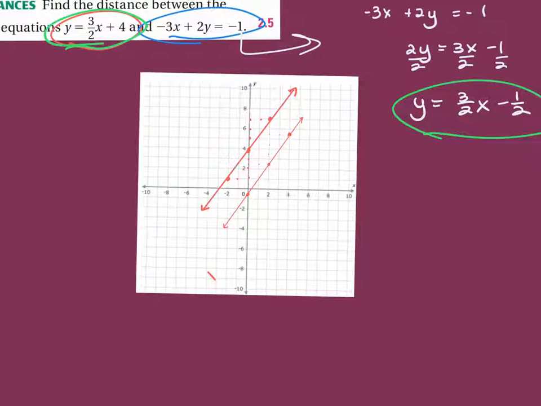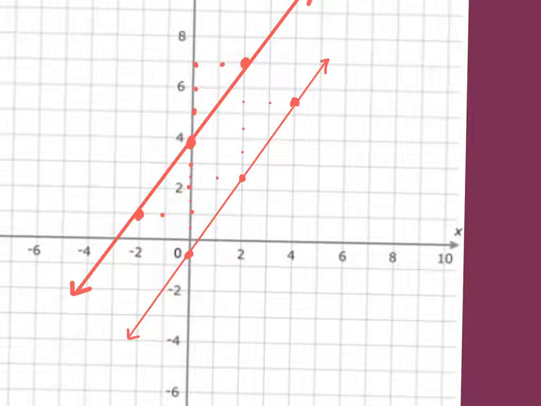I need to find a perpendicular segment. What would be perpendicular to a line that has a slope of 3 halves? Negative 2/3. So I'm going to go from my graph, any point that's there, and see if I can find an exact point that's that. So if I start here, negative 2/3 would be down 2, to the right 3. Okay, I've gone past it.